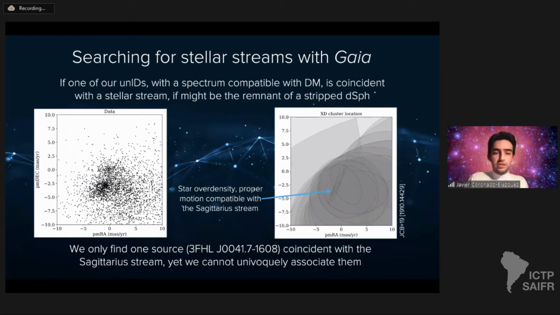And just a note, in this paper, we also did this as an entertainment, which is searching for stellar streams with the Gaia data. If one of our unassociated sources is actually a dark matter subhalo, it may happen that it is a stripped dwarf spheroidal. And therefore, we can search in the field of each of our best candidates for proper motions with Gaia data. And we actually found one source which is compatible with a stellar stream, but is spatially coincident with the Sagittarius stream. Therefore, we cannot say it's a Sagittarius stream. We cannot say it's another stream. We don't know what it is, but it's something interesting, at least.